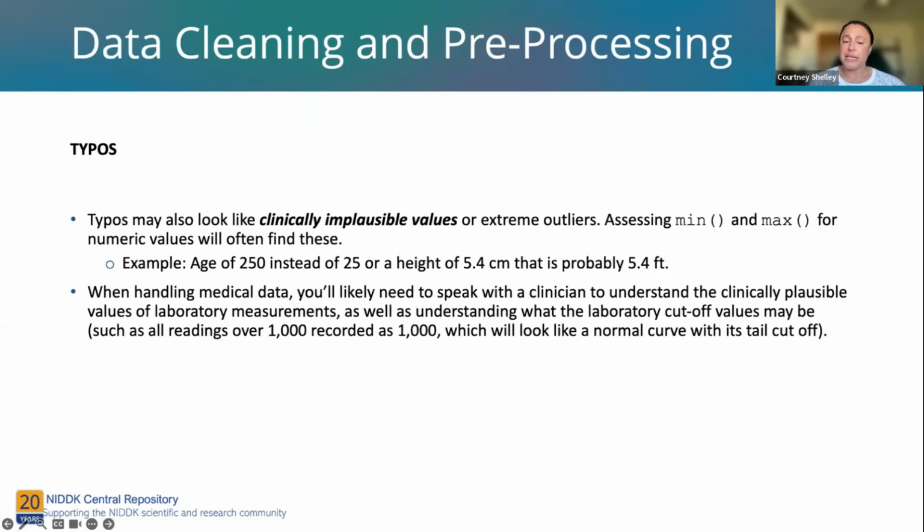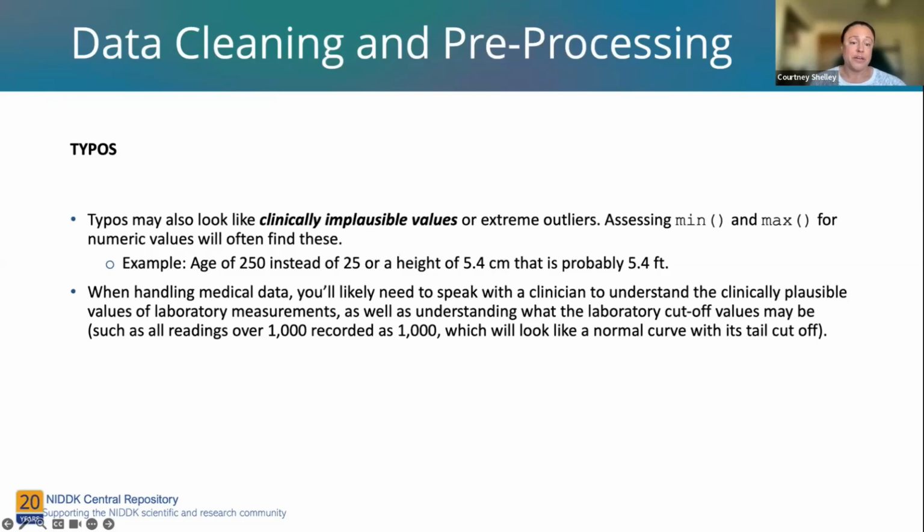If it's something that's pretty easy to see, then you can go ahead and change it. If it's not something that's easy to see and it looks like it's really out there, then it's not for you to change. And you might want to just take out that value and put it in as a missingness instead. So when handling medical data, you'll probably want to speak with a clinician to understand the clinically plausible values of laboratory measurements, as well as to understand what the laboratory cutoff values may be.